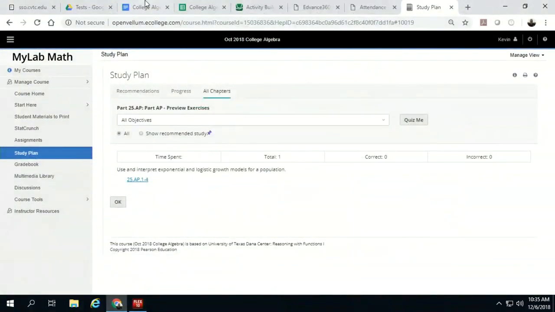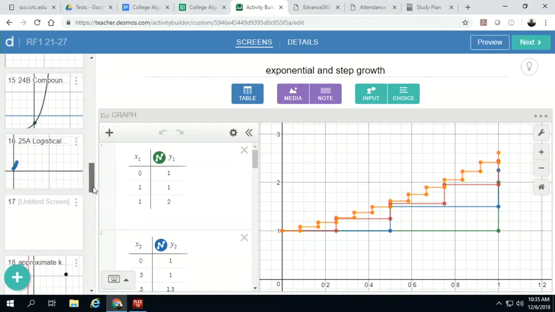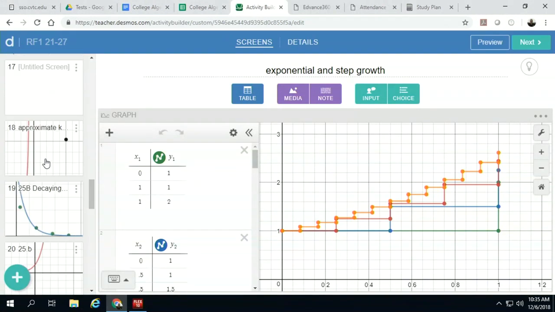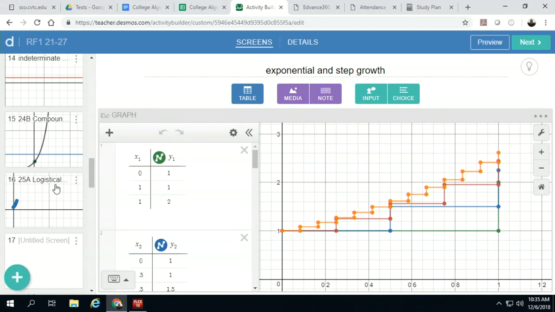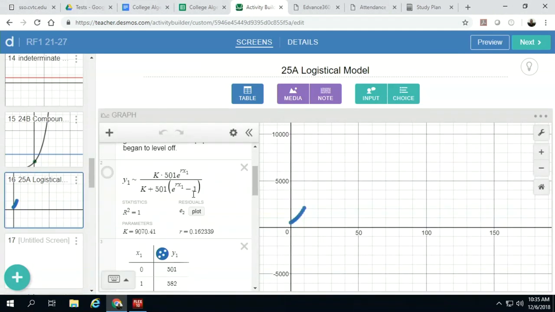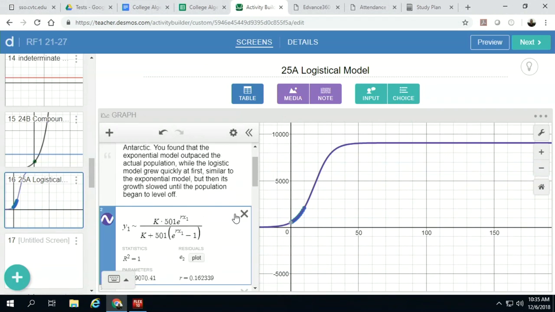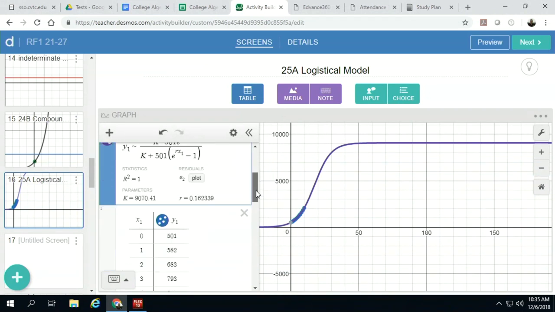So on our graph, I think that's the way they want us to do it, is using the graph, 25a, logistic growth. So here's our function, and they give us those values. They say, well, what is a good approximation for k? If you notice here, it says k is about 9,070.